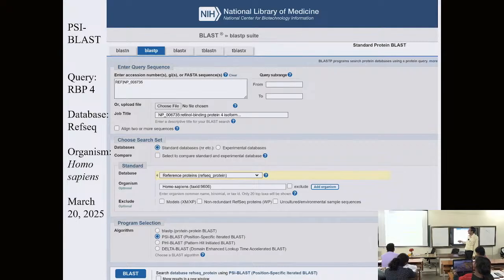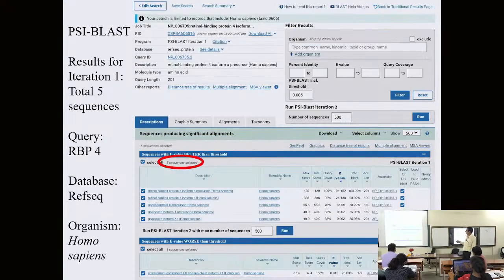You would select the database RefSeq, and this is the first iteration. In the first iteration, which is the simple BLASTP iteration, how many hits do you get? Only 5 sequences. So PSI-BLAST's first iteration is using BLOSUM62. It is the regular BLASTP that returns 5 hits. Now these 5 hits will be used to make a position specific scoring matrix, and this will replace BLOSUM62. That will be in the second iteration.